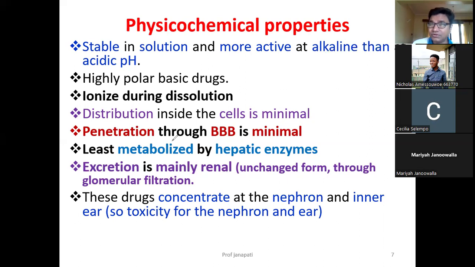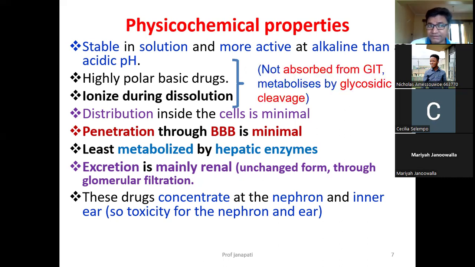So what we learned, though they have amino group and hydroxyl group, they are water soluble. And also we make them in the salt form, mostly because of amino groups, as sulfate and hydrochloride salts, like gentamicin sulfate and streptomycin hydrochloride. They have very minimal absorption, minimum metabolism, and are excreted in unchanged form. So these are the things.